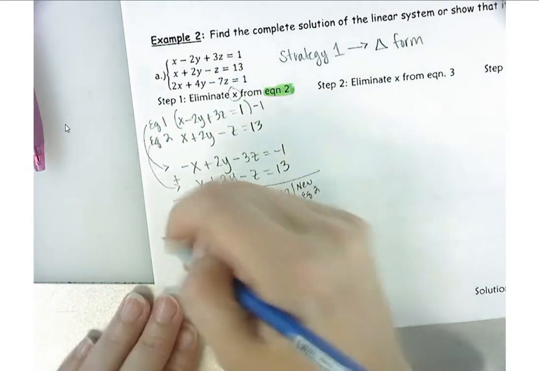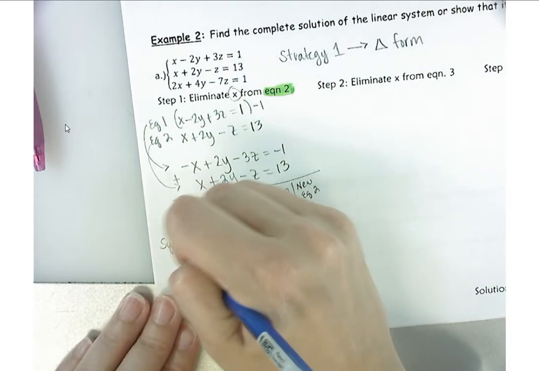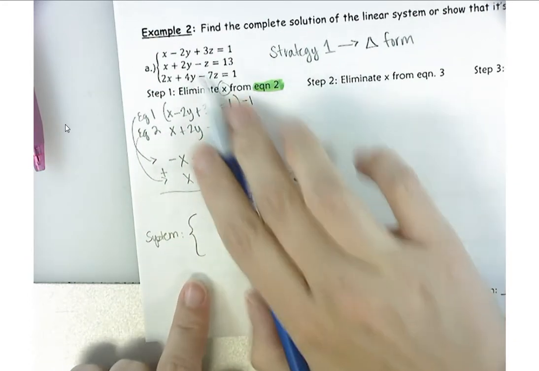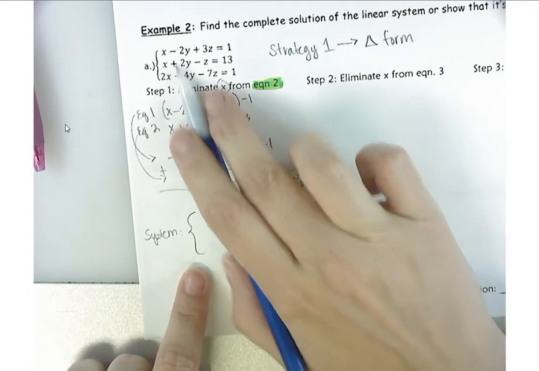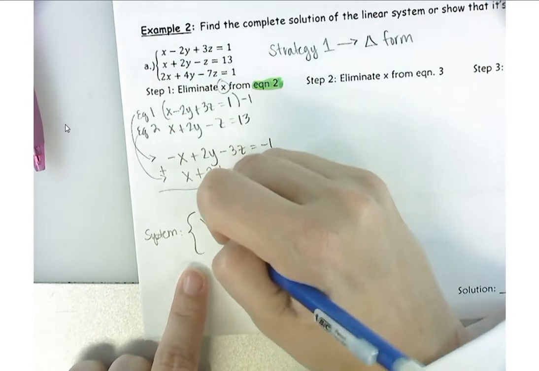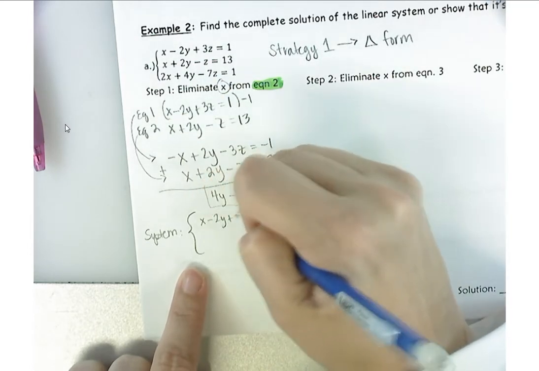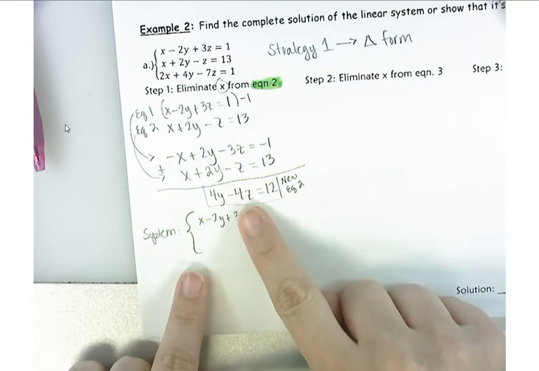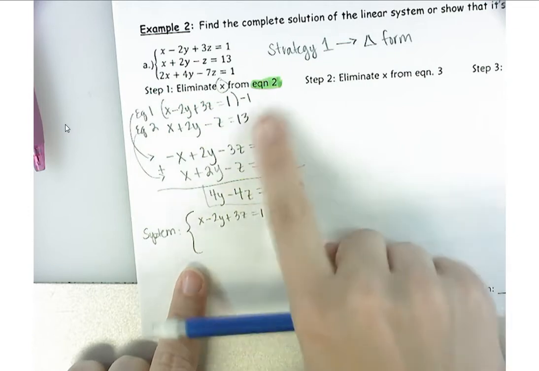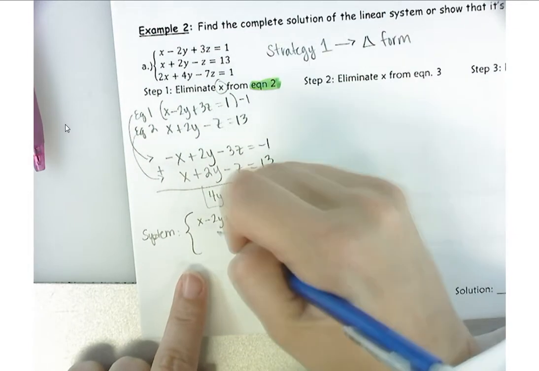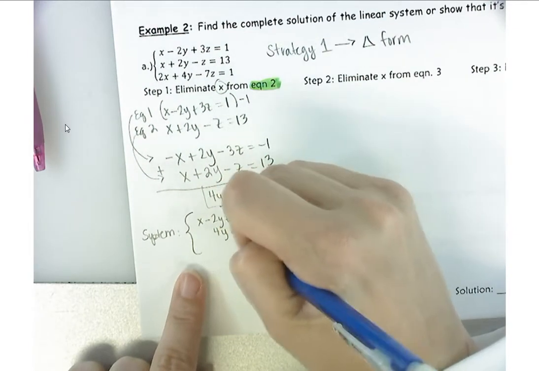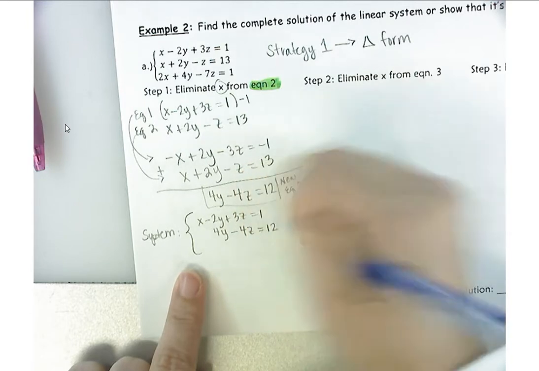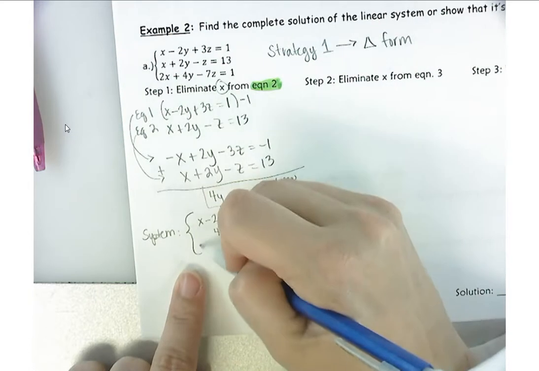Okay, so what that means is we have transformed our original system. Okay, so the first equation is the same, but our second equation we just transformed. Okay, so we eliminated it from equation 2, so this is my new equation 2. Now my third equation hasn't changed yet.